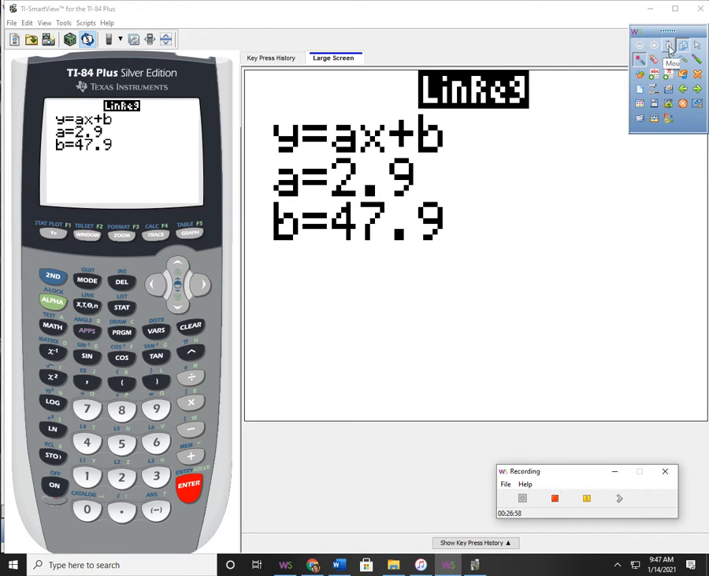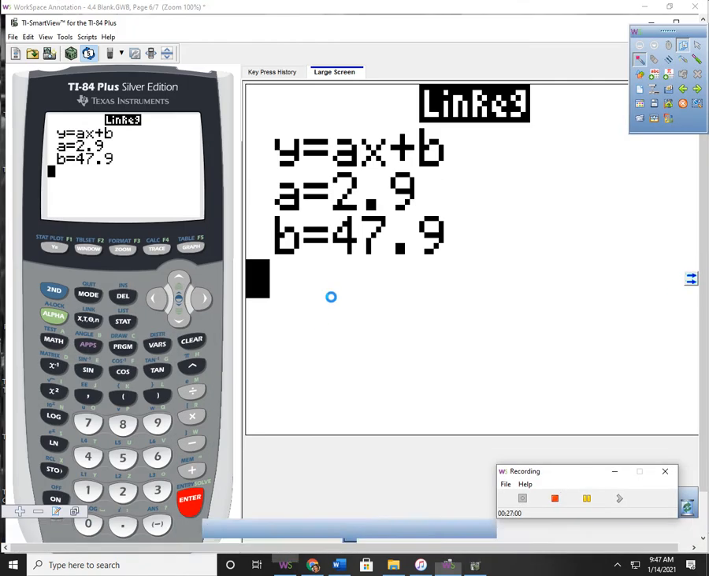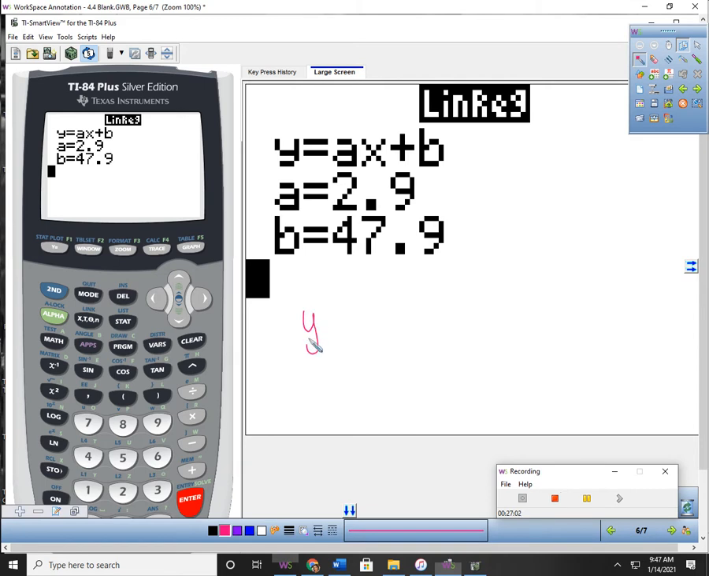So on your problem right there, I want you to write the equation, y equals, and then you're going to plug in that A value, 2.9x, and then your B is 47.9, so plus 47.9. So right there below your table on your notes page, write that equation down.